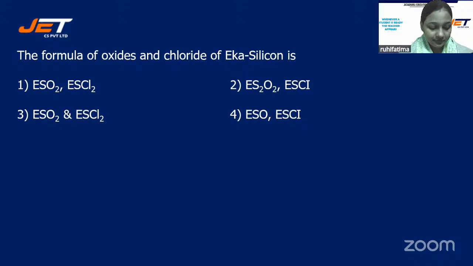Hurry up. For finding out these kinds of formulas, you must know the valency, right? Then you can derive the formulas of Eka silicon, Eka aluminium, anything. Hurry up, students. Your 20 seconds are running very fast. I want everyone to answer. Come on.